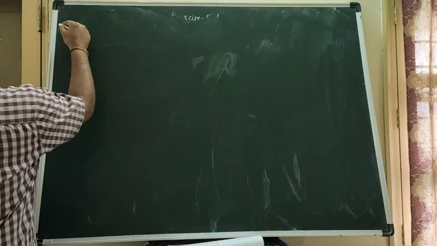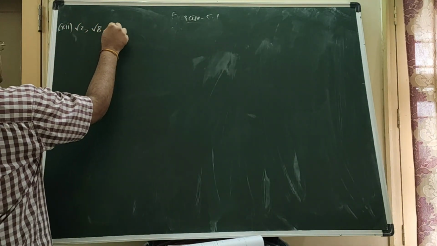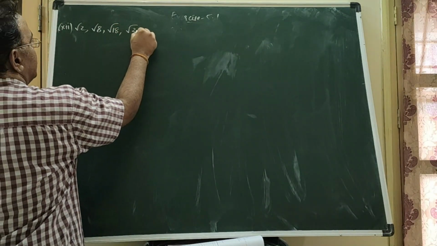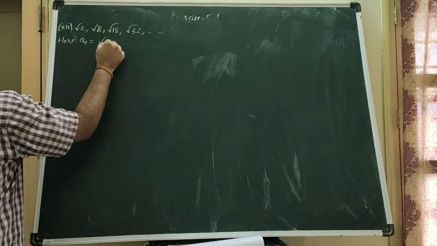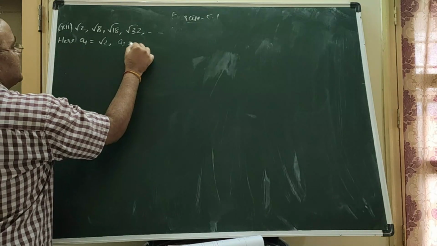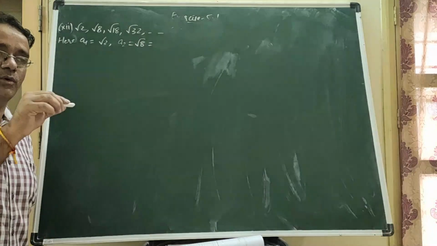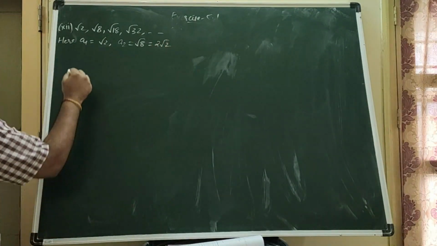So 12th bit: root 2, root 8, root 18, root 32, and so on. Here the first term is root 2 and the second term is root 8. Root 8 को हम लोग कैसे लिख सकते हैं? Root over 4 into 2, right? So ये 2 root 2 हो जाएगा.